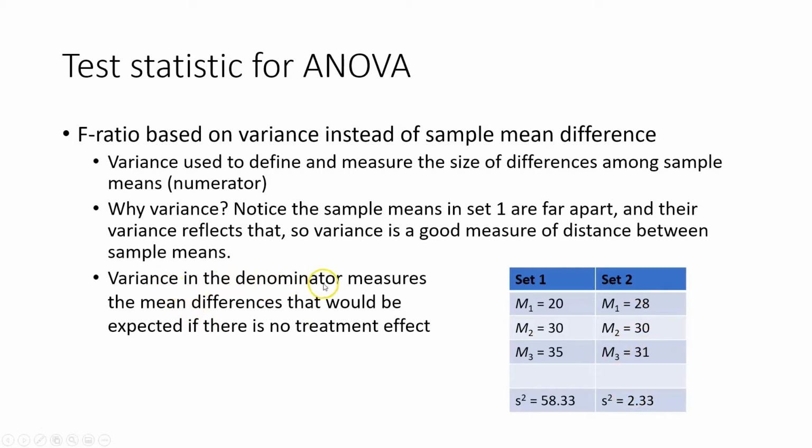Variance in the denominator of the fraction, at the bottom of the F ratio, measures the mean differences that would be expected if there is no treatment effect, the size that you would expect just by chance. So going back up here, remember the variance in the numerator is defined as the measure of the size of the differences among the sample means. So we see the size of the difference that we do observe, and we divide it by how much we would expect to find if there was no treatment effect just by chance.